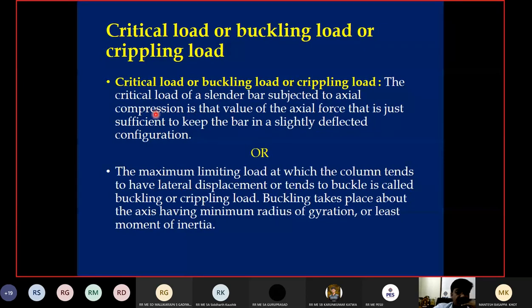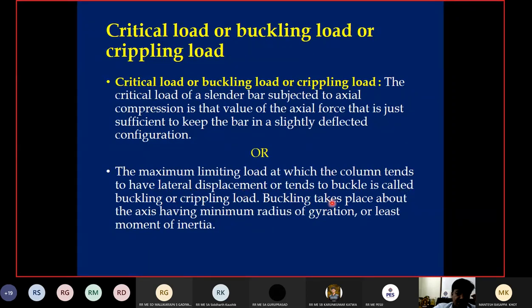And thereby the axial compression is that value of axial force that is just sufficient to keep that particular member in the slightly deflected configuration. That is the critical buckling load, the maximum limiting point. That is the bifurcation point. The maximum limiting load at which the column tends to have lateral displacement, or tends to buckle. It's not bend, okay? Whenever somebody asks you what is buckling, please don't say the member is bent. That's very wrong. The column tends to have lateral displacement or tends to buckle, and that is called buckling or crippling.